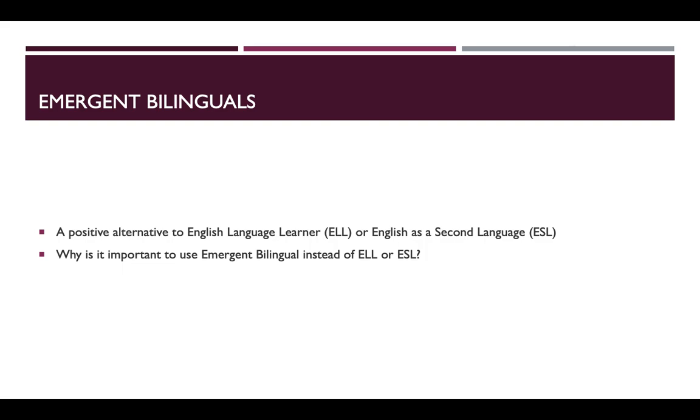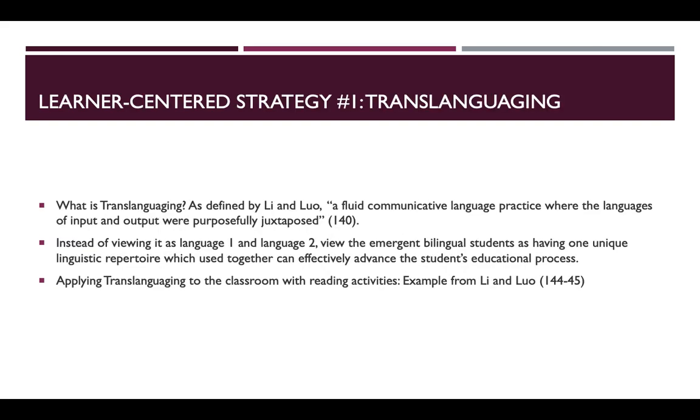So having defined emergent bilingual, let's jump to our first learner-centered strategy, which is translanguaging. So what is translanguaging? Well, as defined in an article appearing in the Catesol Journal written by Lee and Luo, translanguaging is a fluid communicative language practice where the languages of input and output are purposely juxtaposed. So instead of viewing it as language 1 and language 2, we view the emergent bilingual students as having one unique linguistic repertoire which, used together, can effectively advance the student's educational process.